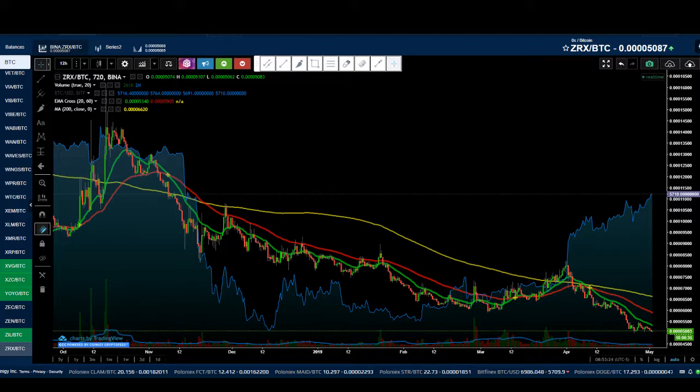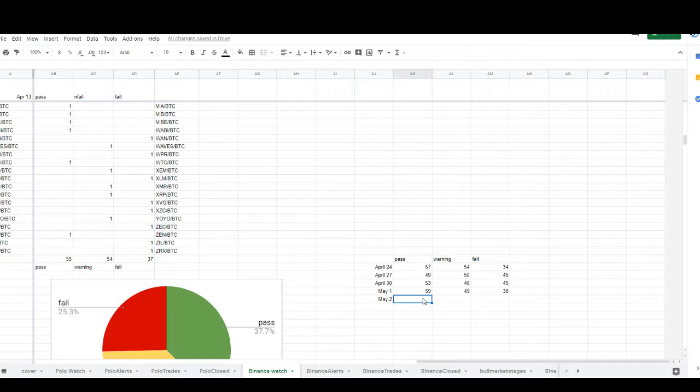So now May 2nd. Let me drag this over. We have 55, 54, 38, no 37. So a bunch of those that were passes have slipped to warnings, near fails, and our fails have decreased a little bit. We'll see how this turns out over the next few days.